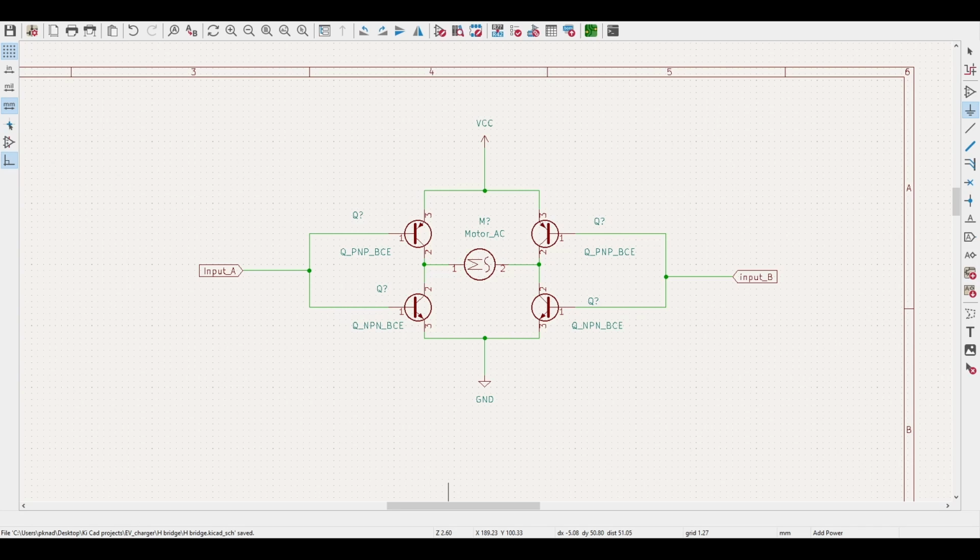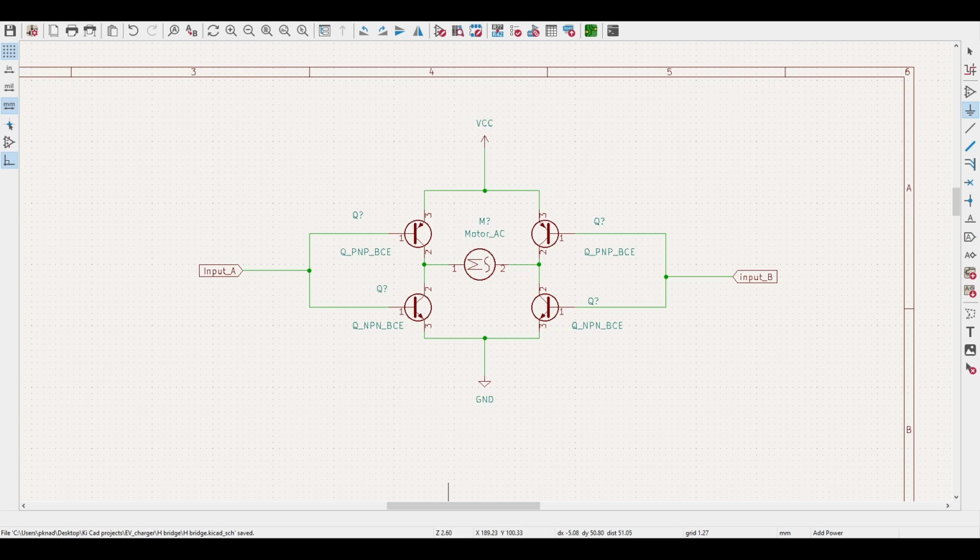Hey guys, today we'll be going over the H-bridge circuit. Before we go into the circuit itself, it's important to know what the circuit does and its applications. Essentially the circuit is used to change the direction of current on the load, and this is useful when you have something like a motor and you want to be able to control the direction the motor spins.